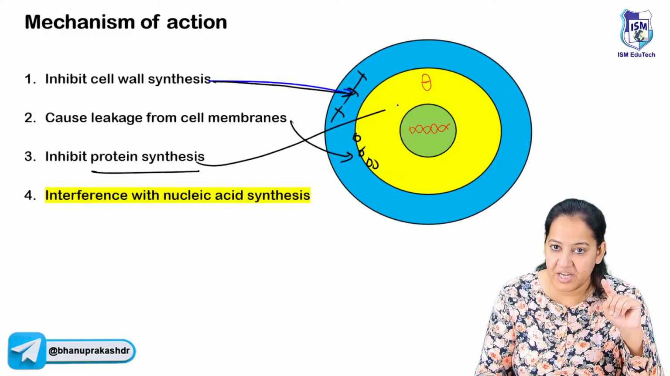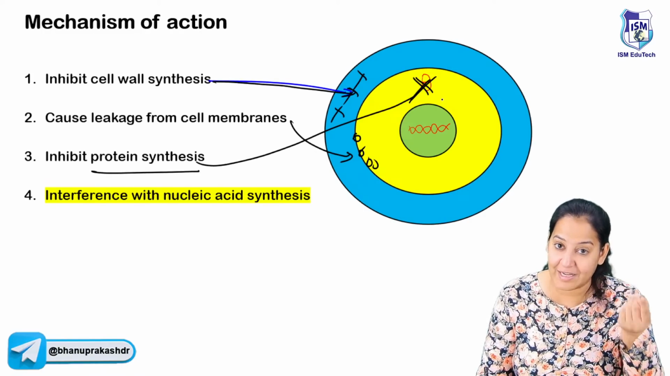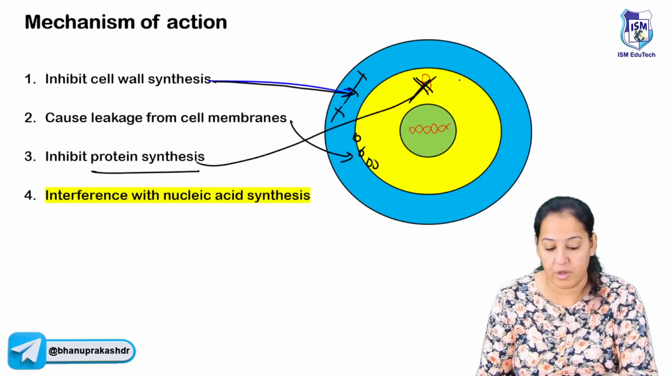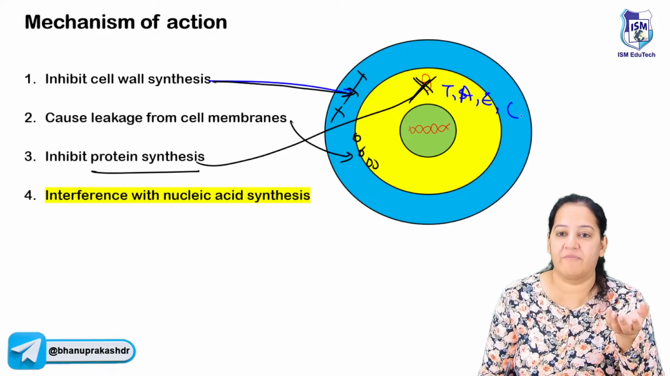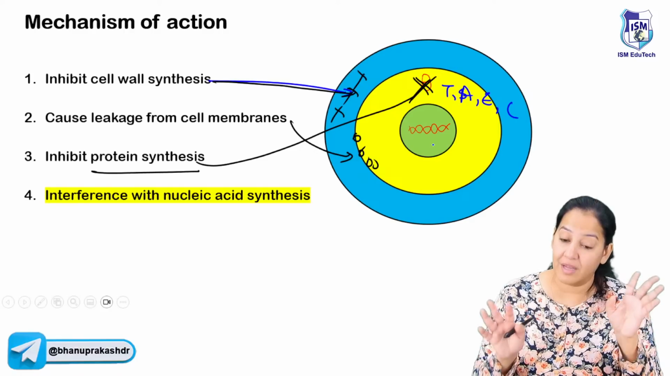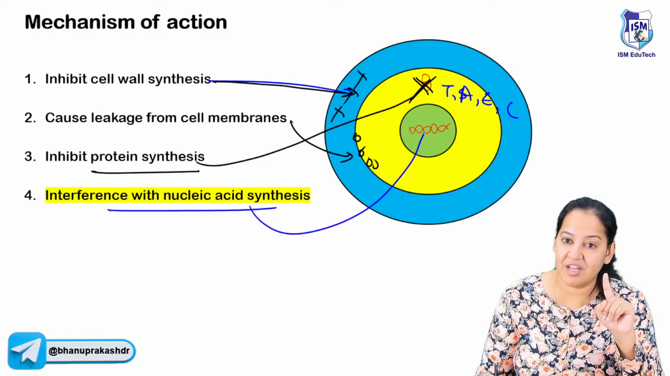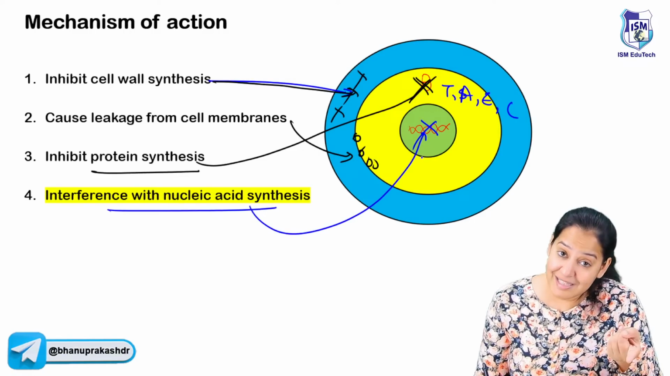There are certain drugs which inhibit the protein synthesis by acting on the ribosome. We have already studied these 4. Which 4? Tetracycline, aminoglycoside, erythromycin, and the 4th one, you know, chloramphenicol. These 4 we have already seen. Now the last one, there are certain drugs which inhibit nucleic acid synthesis. Sulfonamide is one of them.